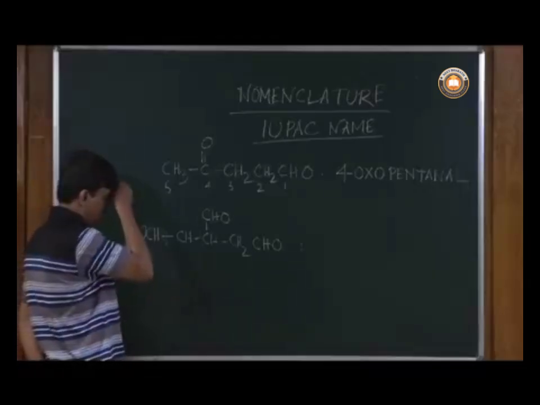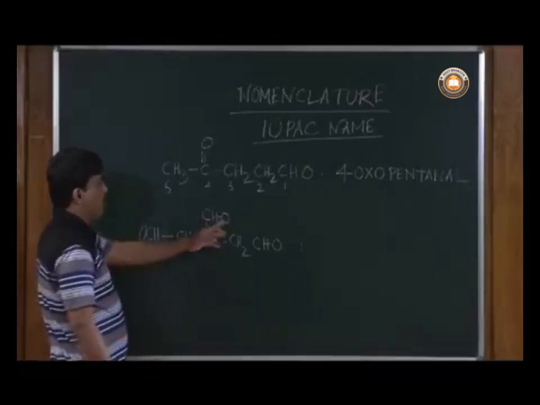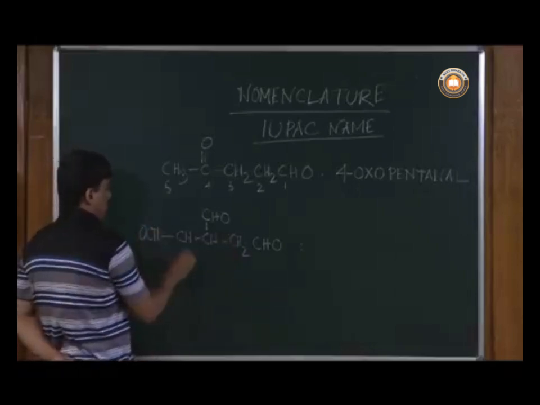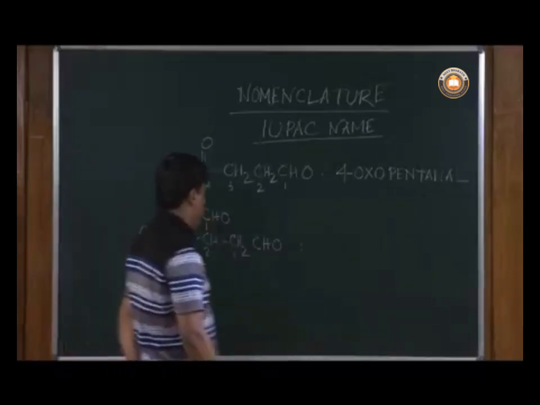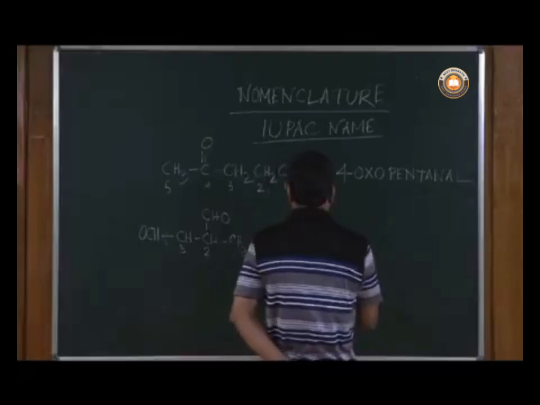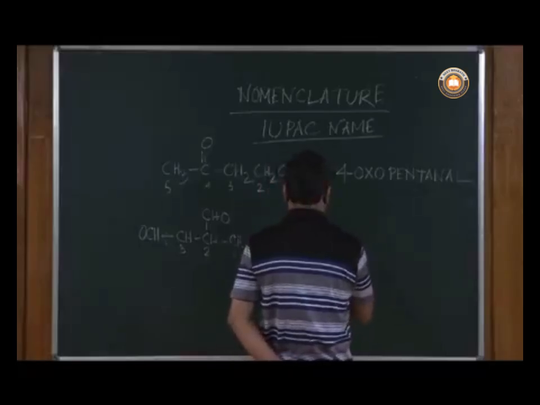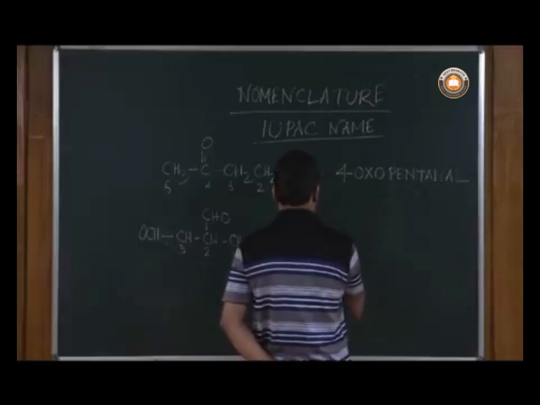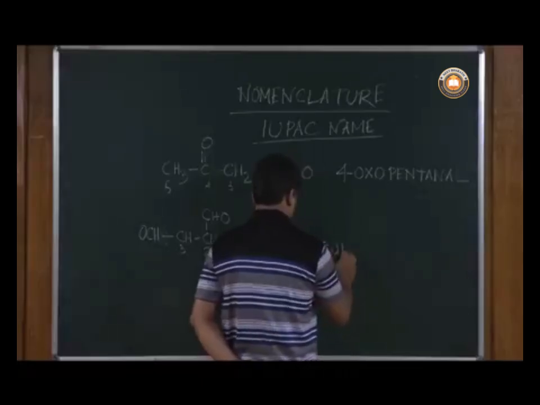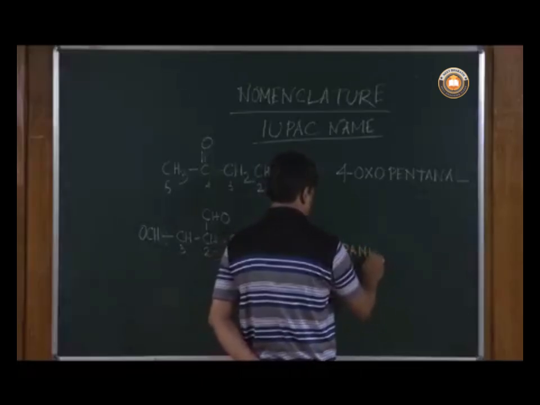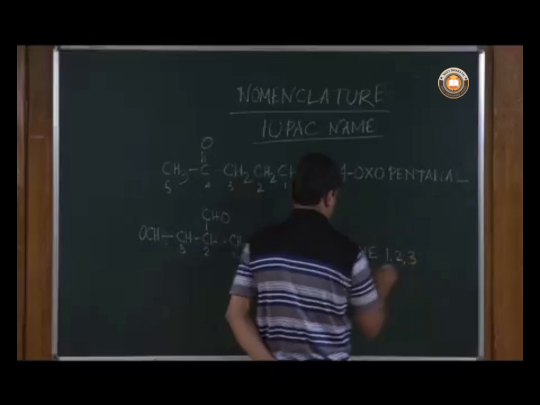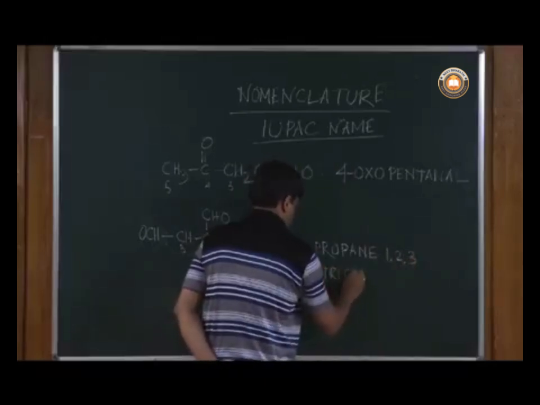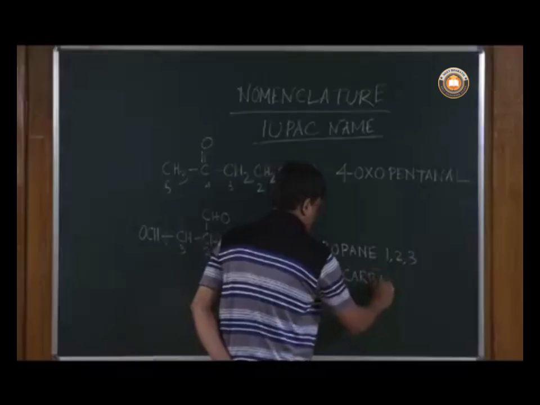Here, since there are 3 aldehyde groups, we have to give numbering and we cannot give priority to any aldehyde group, and this compound is called 1, 2, 3 propane tricarbaldehyde.